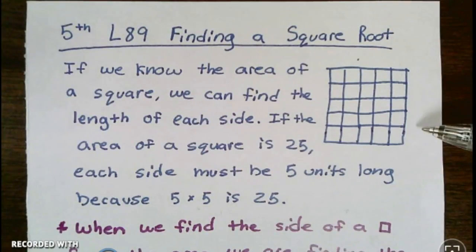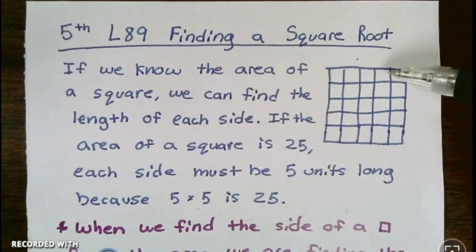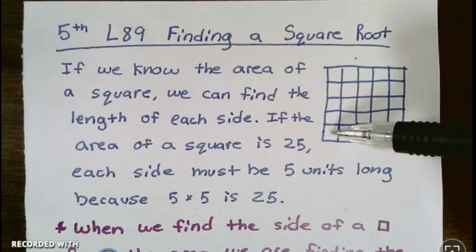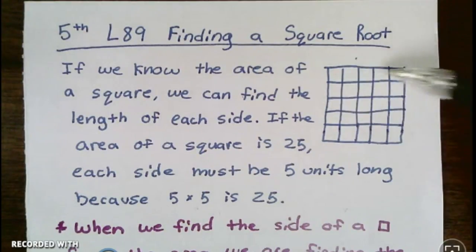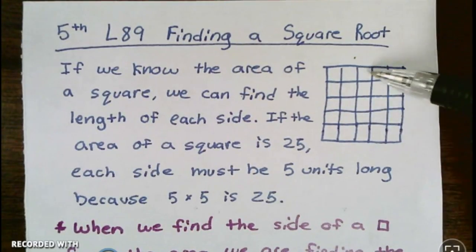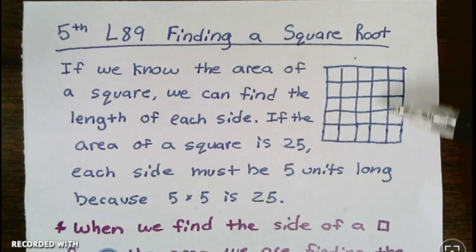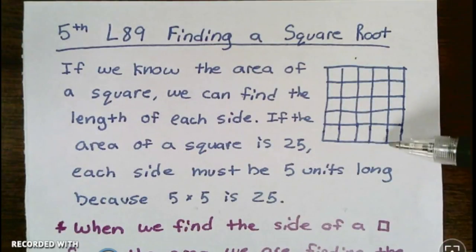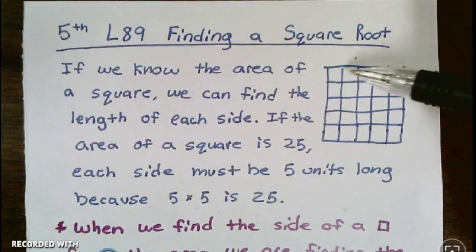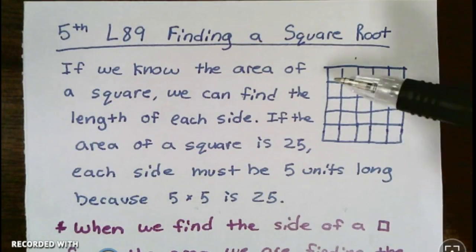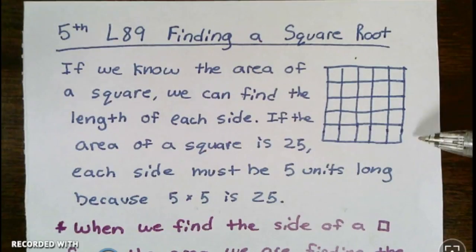Here we have a square, and if both of its sides are 5 units long, then the area of that square is going to be 25. I can work backwards and say, if the area is 25, then 5 times 5 is 25, so each side must be 5 units long. If I had a square with an area of 36 units, I would think, what times what equals 36? 6 times 6 equals 36, so each side length must be 6 to get an area of 36.